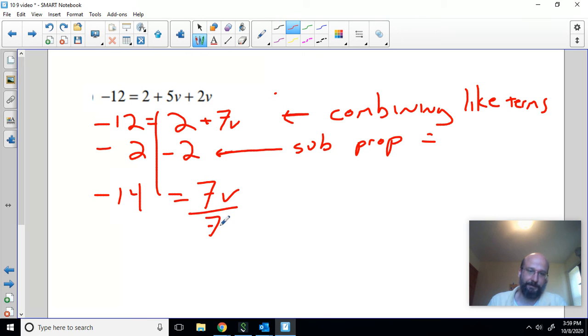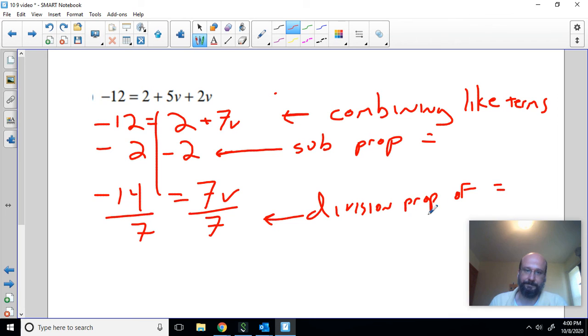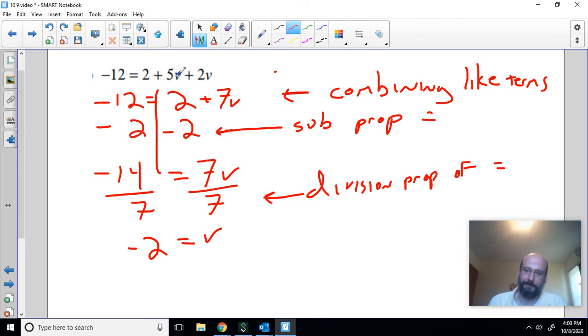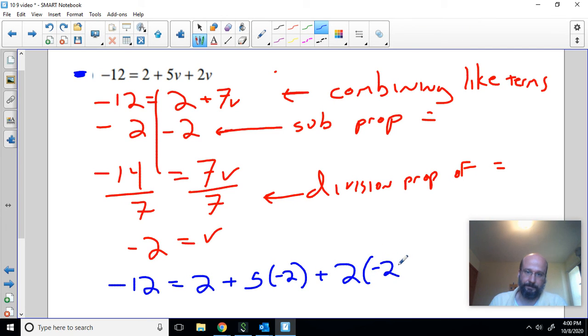And now I'm going to move the 7 over. And that's the division property of equality. And I get negative 2 equals v. And now I'm going to take negative 2 and I'm going to put it back up here into the problem. I'm going to change color. So I'm just rewriting this with negative 2 as v. I'm using parentheses. Right, there's my original problem, except v is now negative 2.